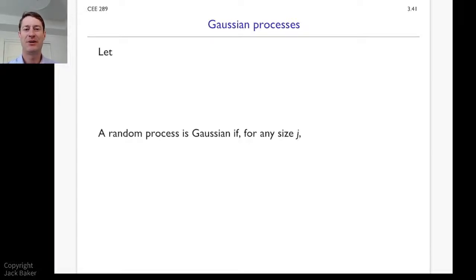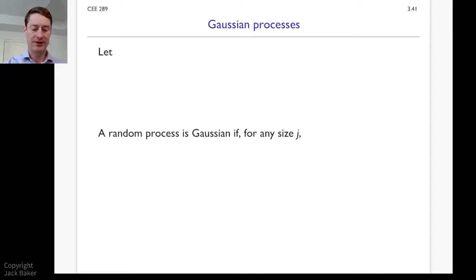Hi, with this video I want to talk about Gaussian processes. This is a special class of stochastic processes, and we now have the mathematical tools to define what this process is. We can make a couple brief remarks about why it's a useful process for some of our analysis. Okay, so let's define a Gaussian process first.